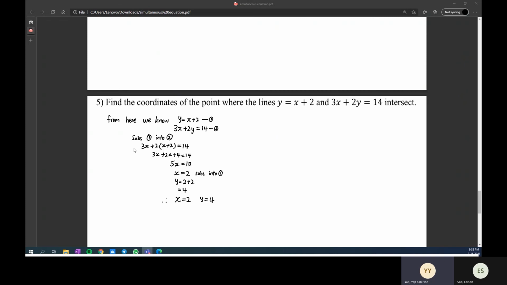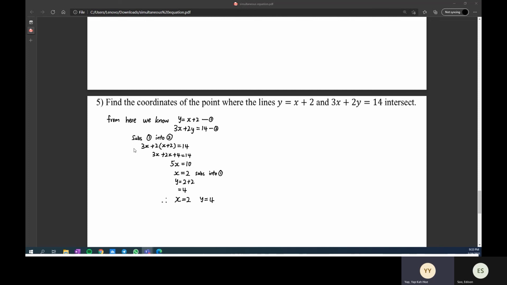So we know that the first equation, we denote as y equals x plus 2, and the second equation as 3x plus 2y equals 14. And then, by substitution, we can sub y equals x plus 2 into the second equation. So we'll get 3x plus 2 times (x plus 2) equals 14. And we'll get x equals 2.